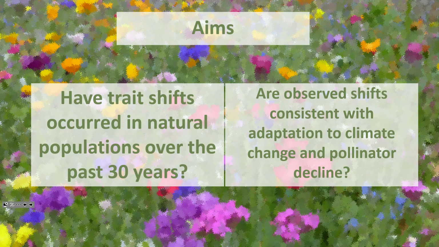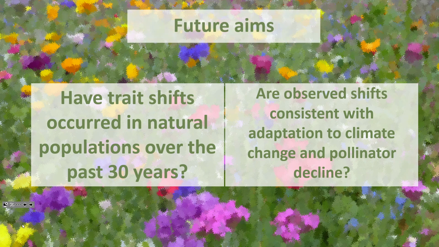So, with this data, I can say that at least in the populations that I have studied with the resurrection method, we do observe trait shifts that occurred in natural populations over the past 30 years, and they are generally compatible with the idea of evolutionary response to climate change and pollinator decline. But my work is far from done.